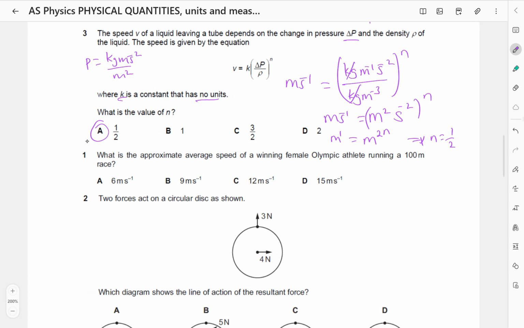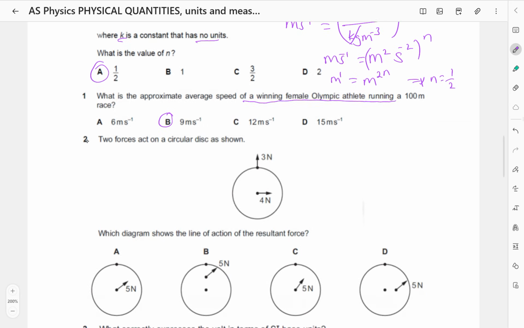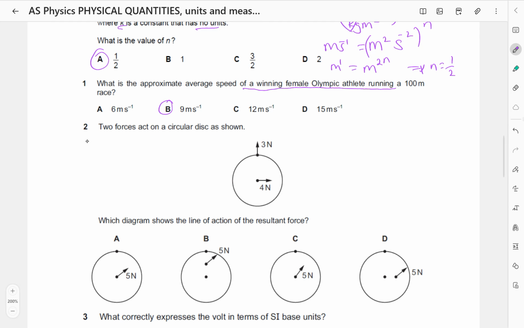What is the approximate average speed of a winning female Olympic athlete running a 100-meter race? Because this person is winning, remember we have said a sprinter is running at around 10 meters per second. So I think the answer is going to be B. That is approximately 9 meters per second, because it can even round off to 10. It is very close to 10.